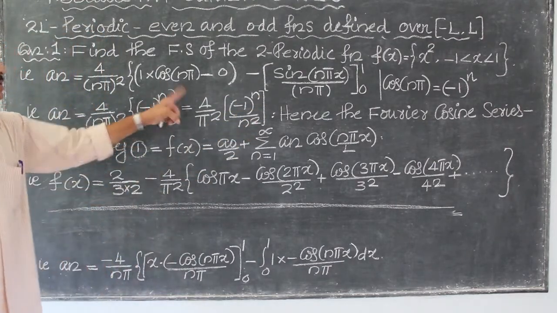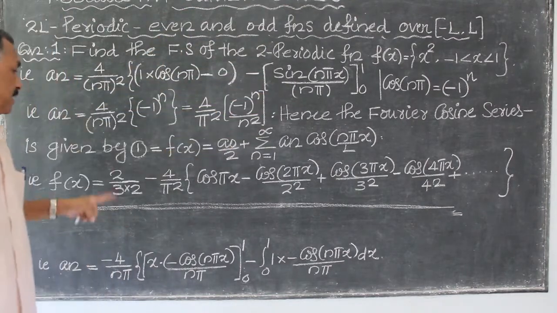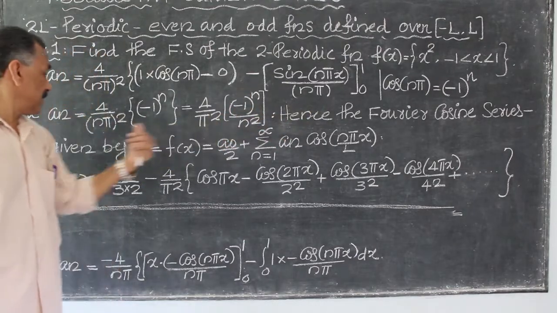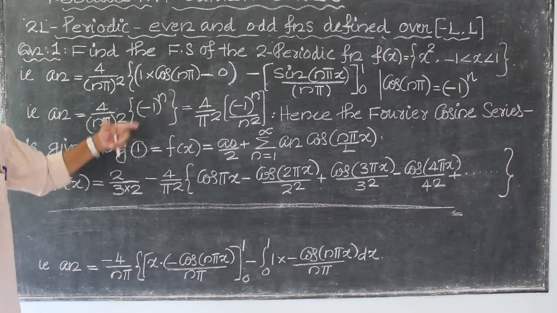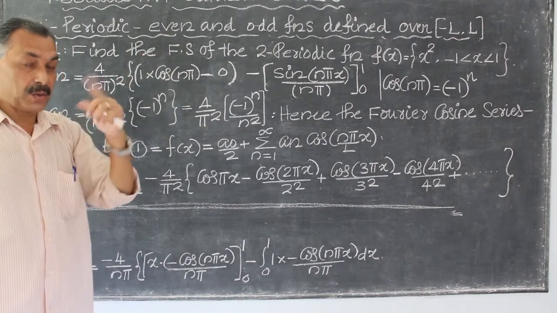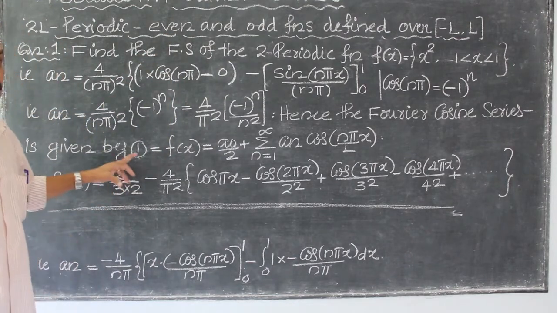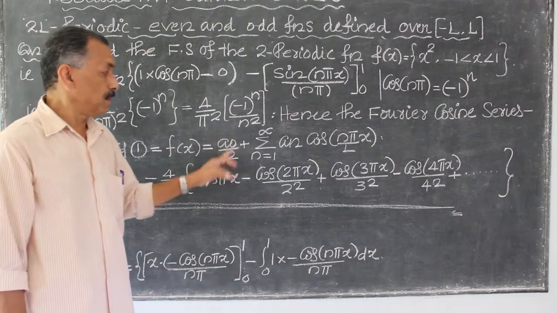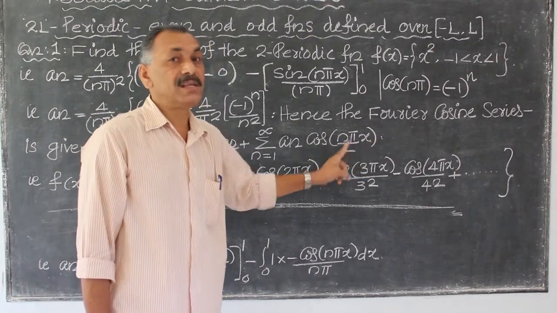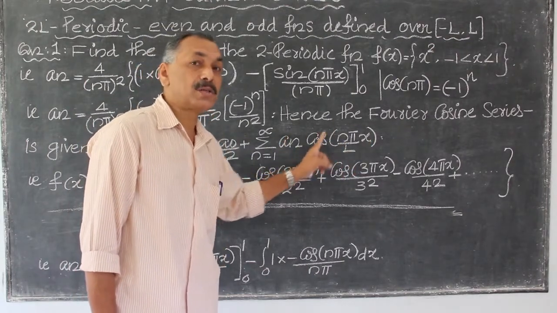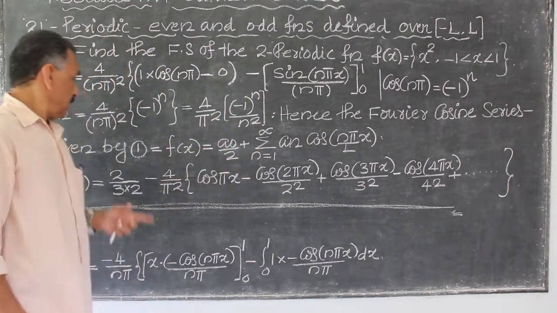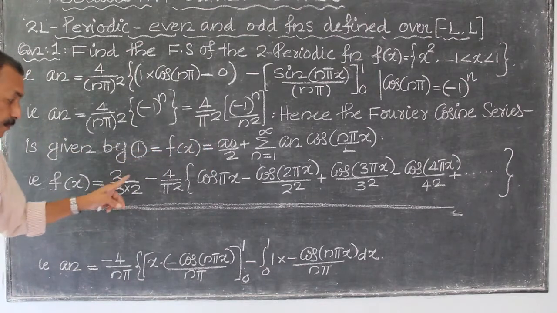Second, the a0 value is result 1. A0 is equal to 2 by 3. A is equal to this value. Hence, the corresponding Fourier cosine series is given by result 1. F of x is equal to A0 by 2 plus sigma n 1 to infinity a n cos nπx by L. L is equal to 1. That is, this is equal to a into cos nπx, where a is equal to this one.